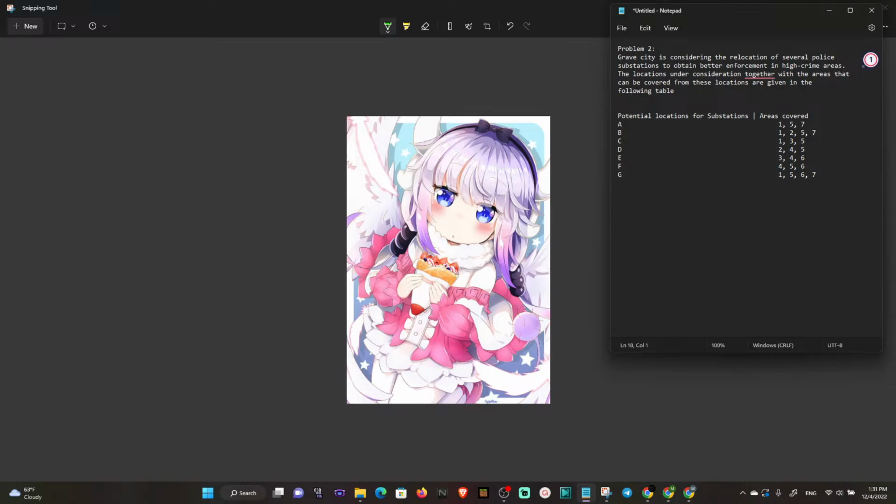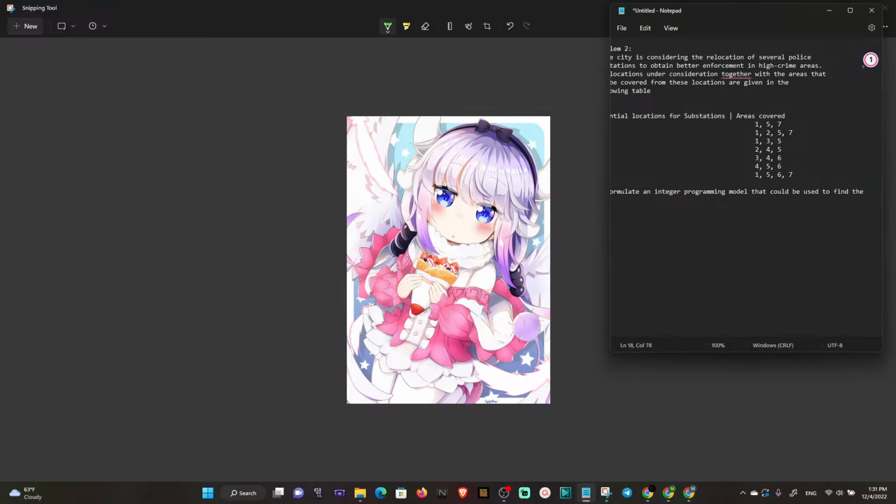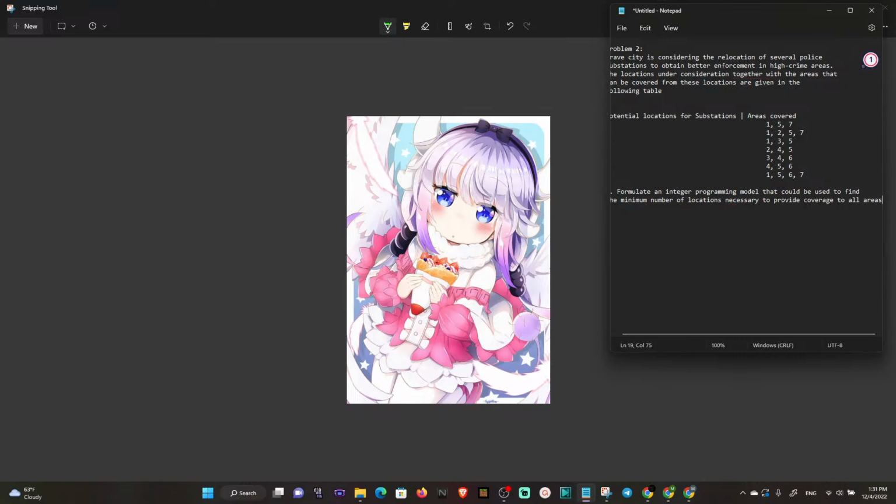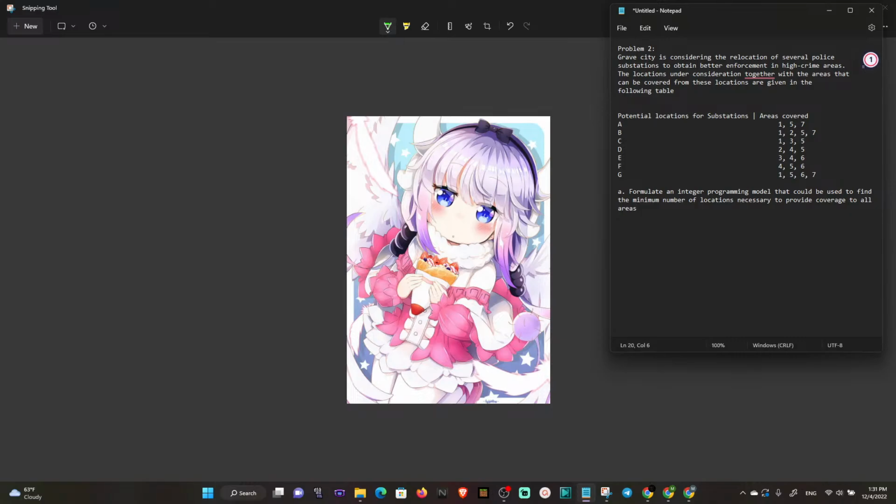Okay. Now that we have that, we're only going to do part A because part B is impossible to do without Excel. Formulate an integer programming model that could be used to find the minimum number of locations necessary to provide coverage to all areas. Good?